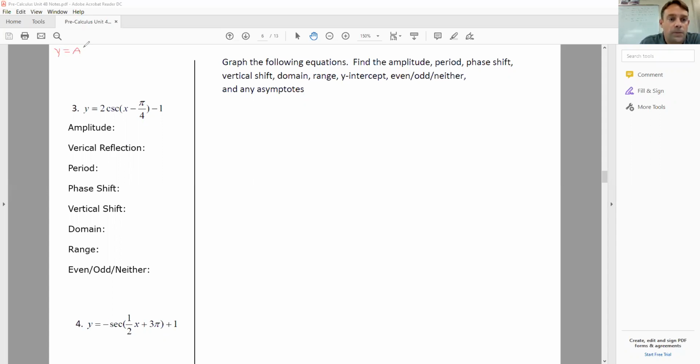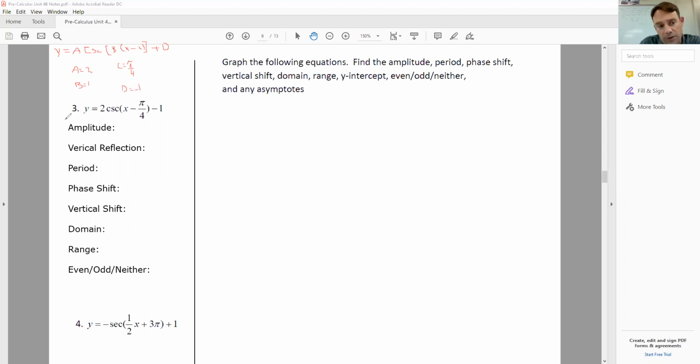So we have our A, and we're going to have cosecant of B times x minus c plus d. So all that stuff is still going to be the same, whether it's sine, whether it's cosine, and now whether it's cosecant or secant. So I still need to figure out my A value. In this case, it's 2. I don't have a B value, so I have nothing to factor out. So B is 1. My C value is pi over 4. And my D value is -1.